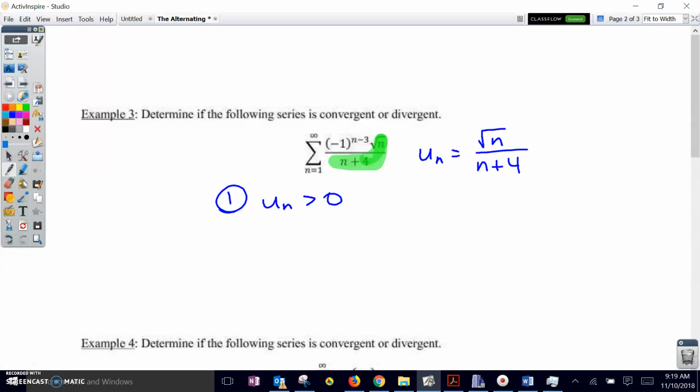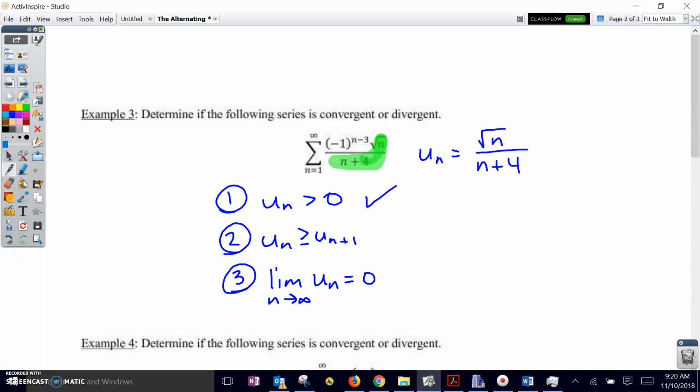We want u sub n to be greater than 0. We want u sub n to be greater than or equal to u sub n plus 1 after some starting point. And we want the limit as n goes to infinity of u sub n to be equal to 0. And so we think about this with this particular u sub n. Is u sub n always greater than 0 for the natural numbers n? And it is. So it passes that one.